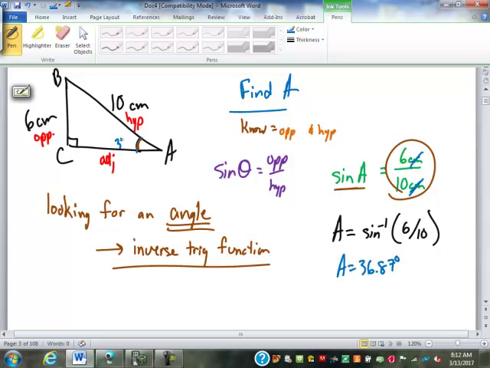So this is 36.87 degrees. Now to find angle B, I could just subtract from 180 if I wanted to. Or I could do B and then relabel my sides. If I'm looking at angle B, of course, this would become the adjacent side, and this would become the opposite side now. So there's a lot of different ways I can approach that. 6 over 10, yep, and then close your parentheses.